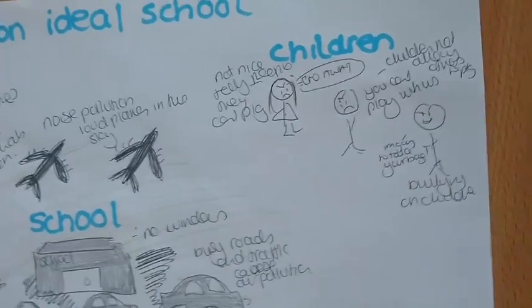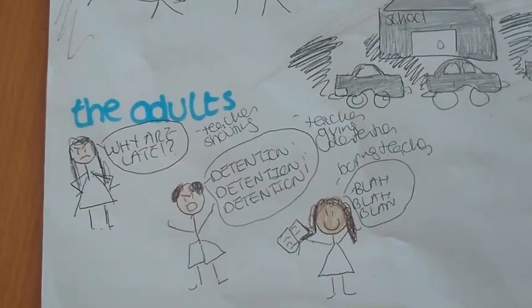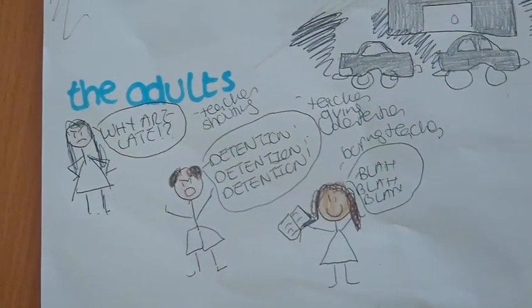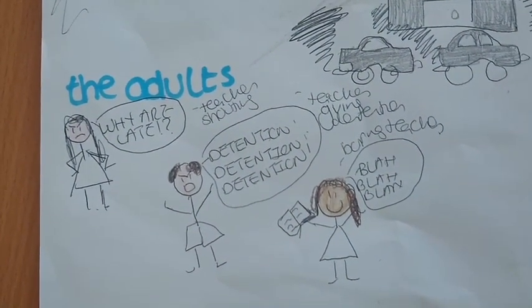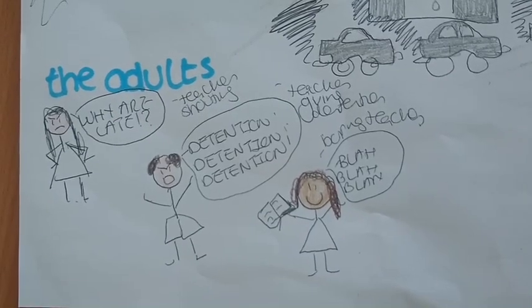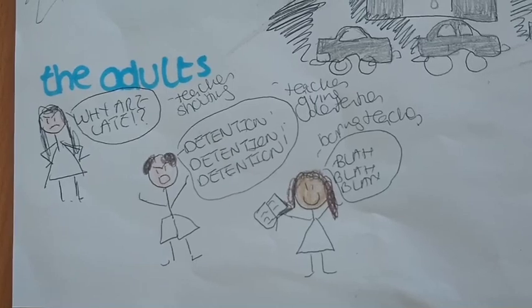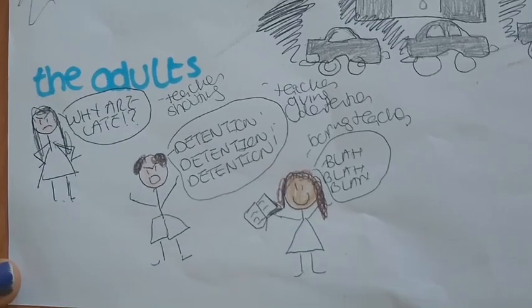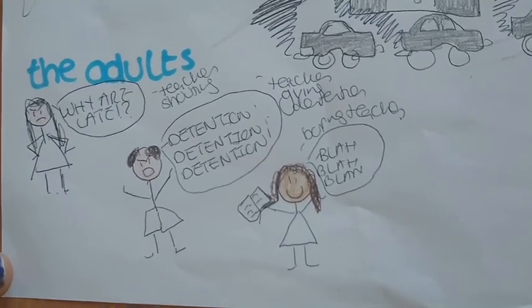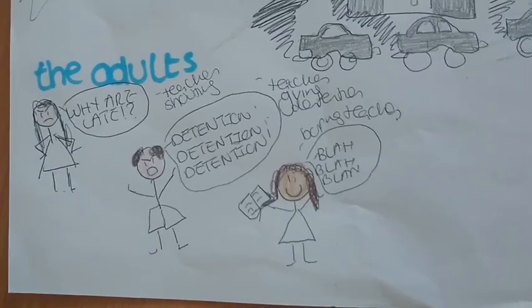Great. Next we move on to the adults in the non-ideal school. So can you describe the kind of adults you've drawn here for me? So I put down that some of the teachers shout when children are late. I've also put down that the teachers give out lots of detentions, and some of the teachers are really boring. They don't know how to explain things properly.